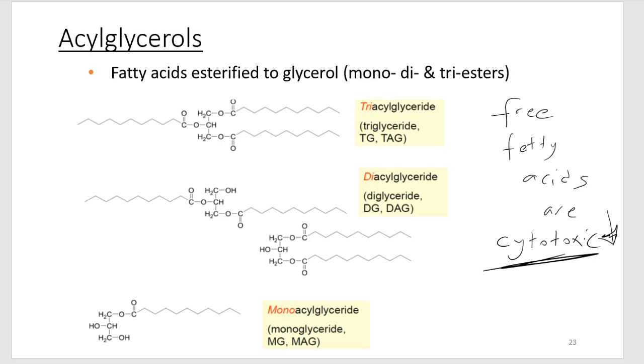If three free fatty acids are esterified onto one glycerol, we call it triglyceride. This is glycerol, and we have three fatty acids, 1, 2, 3. And this is diglyceride. Glycerol, 1 fatty acid, and second fatty acid. Another diglyceride, 1, 2. If we have just one fatty acid, then we call it monoglyceride.